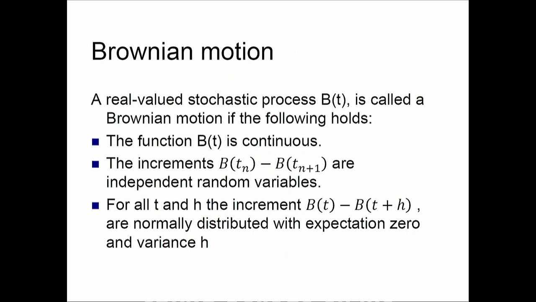Okay, just a slide about Brownian motion, in case there is someone in the class who doesn't know what a Brownian motion is. Brownian motion is a stochastic process which has the following properties. It's continuous, its increments are independent random variables, and in fact these increments have a Gaussian distribution. B_t and B_{t+h} are normally distributed.